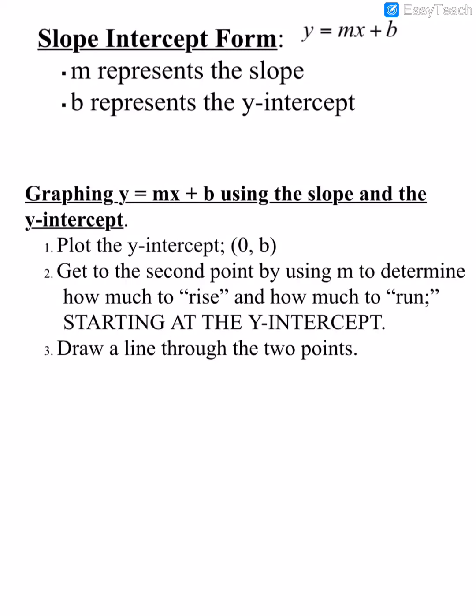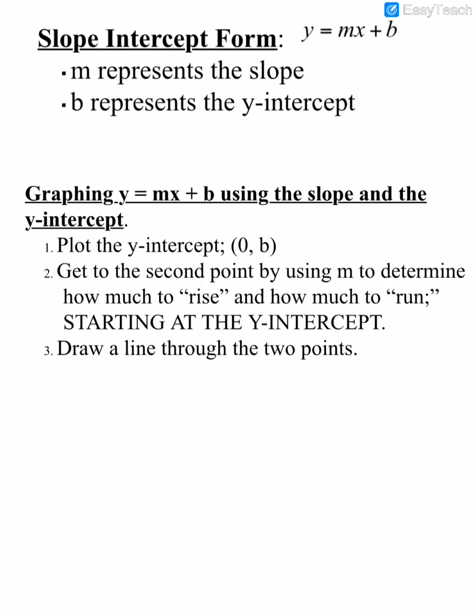So we're going to graph this function. It's in slope-intercept form, and we're going to pull out the slope. So m is whatever is in front of x, and that would be 3/5. And our y-intercept, in this case, would be 1.